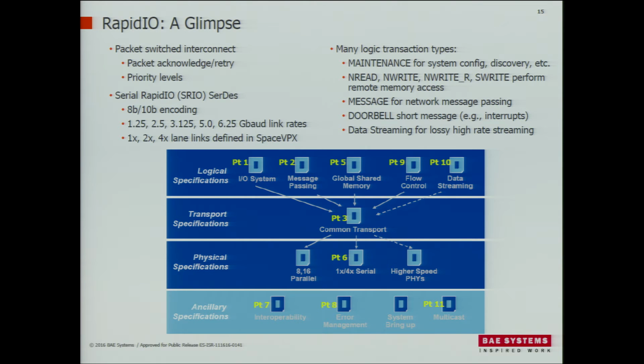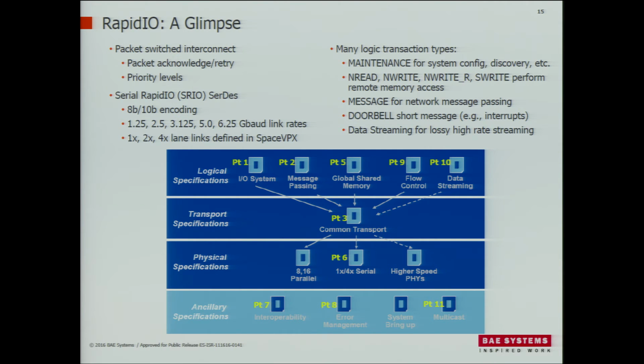Part 1 defines the I/O system. That defines maintenance transactions and the nread, nwrite, sread, swrite transactions. Maintenance is what's used for plug-and-play type operation. So think of it as PCI configuration cycles, or what SpaceWire plug-and-play was doing. You've got a configuration space, and you can do these accesses to go see what's out in the system. The nread, nwrite type operations are like SpaceWire RMAP, but implemented in hardware. So there's nothing for software to do there other than a memory access, or maybe a DMA if you want more efficient access across the network.